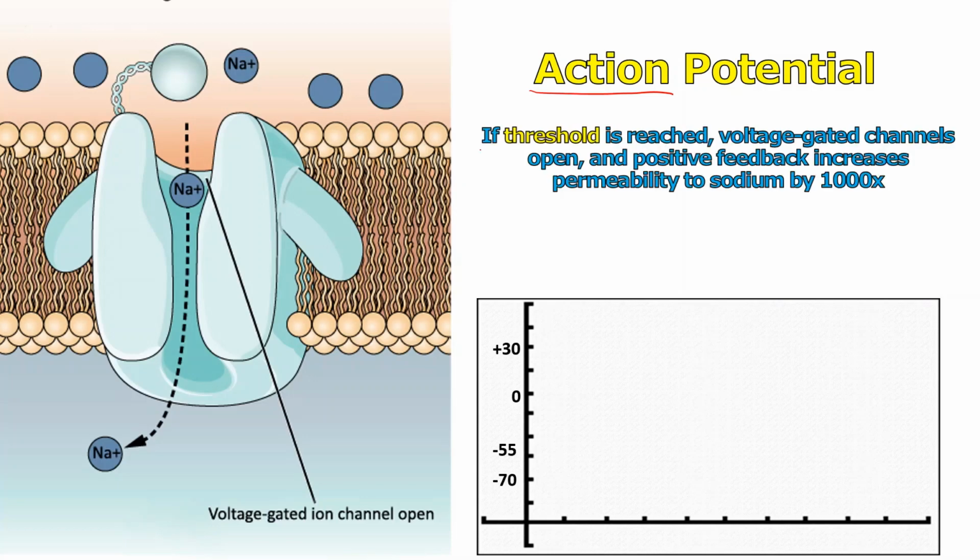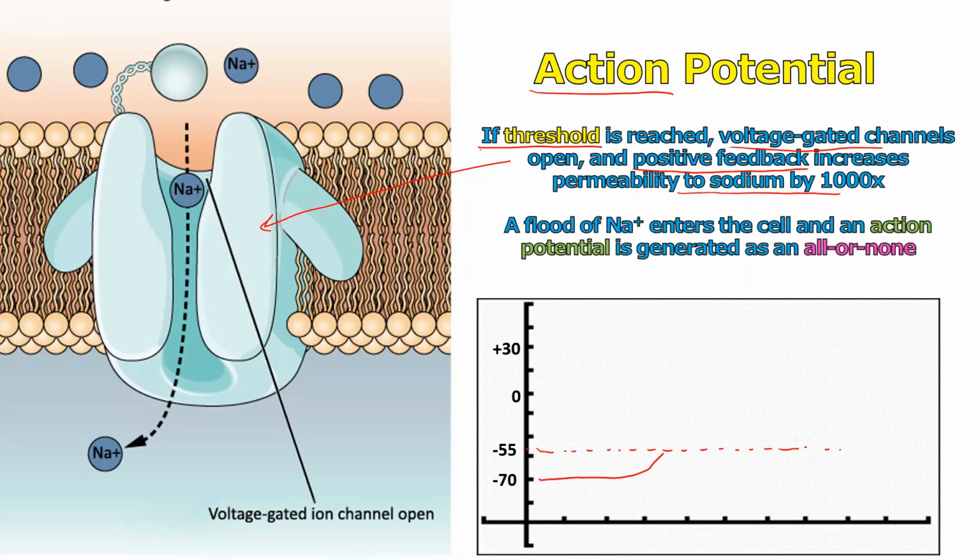So at threshold, which again is somewhere around negative 50, 55, here's rest, here's our local or weak depolarization. If we can get it to hit threshold, we're going to see a lot of voltage-gated channels open, and you see that over here on this side. So the ball and chain is moved out of the way, and you're going to get essentially a flood of sodium coming into the cell. You get a positive feedback loop, and this will increase the membrane's permeability to sodium by about 1,000 times. So this is usually called a flood of sodium, even though it's not quite as pretty as you might think in your mind. It certainly works for passing the test, right?